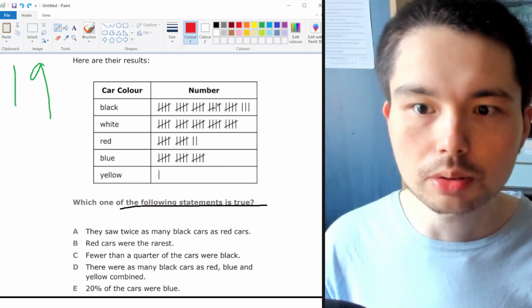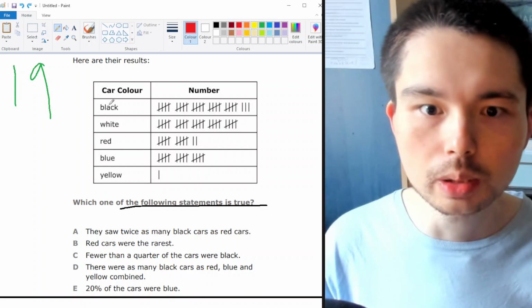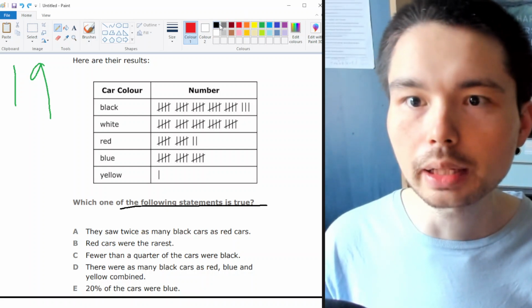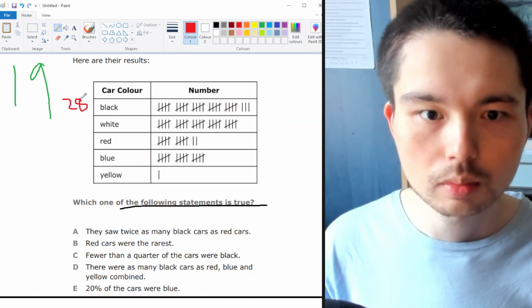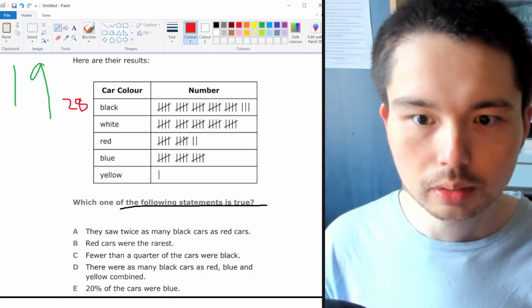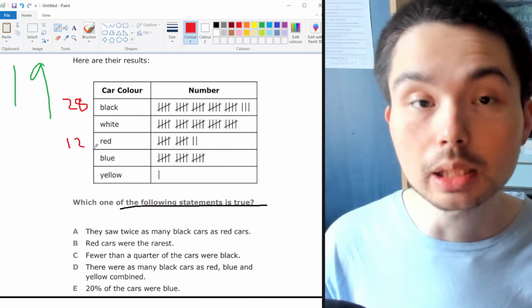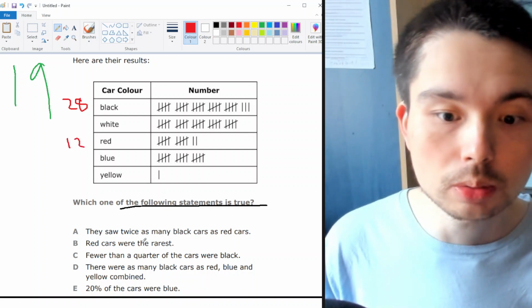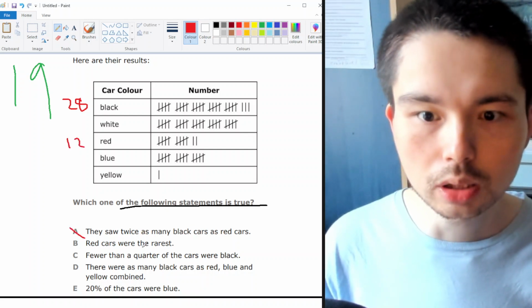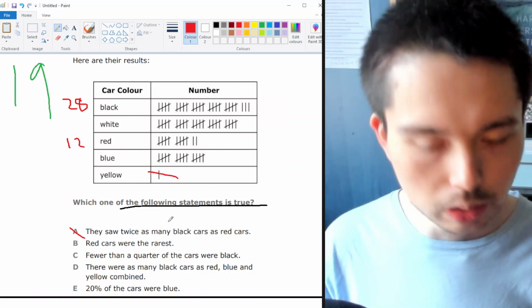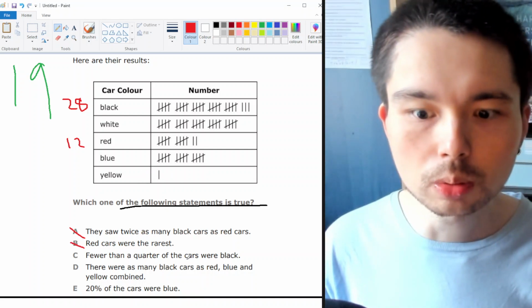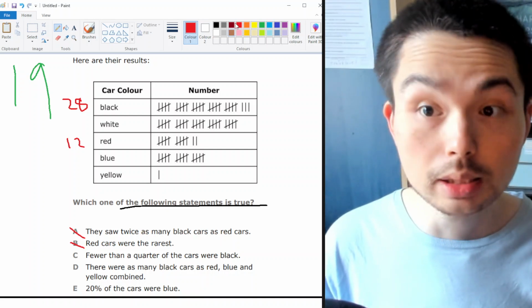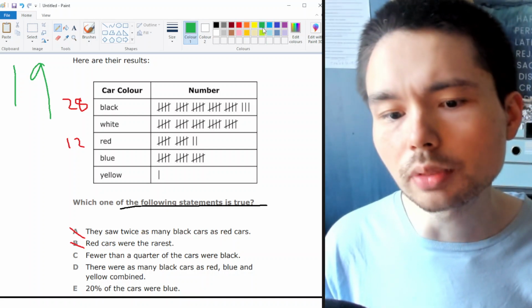Just count. Black, how many? 5, 10, 15, 20, 25, 26, 27, 28. Black here. Red, 5, 10, 12. Is that twice as many? No, because red, 12 times 2 is 24. Out. B, red cars were the rarest. Just look, we know it's yellow. So already it's so quick. C, fewer than a quarter of the cars were black. We need to count up everything. I don't love that question.